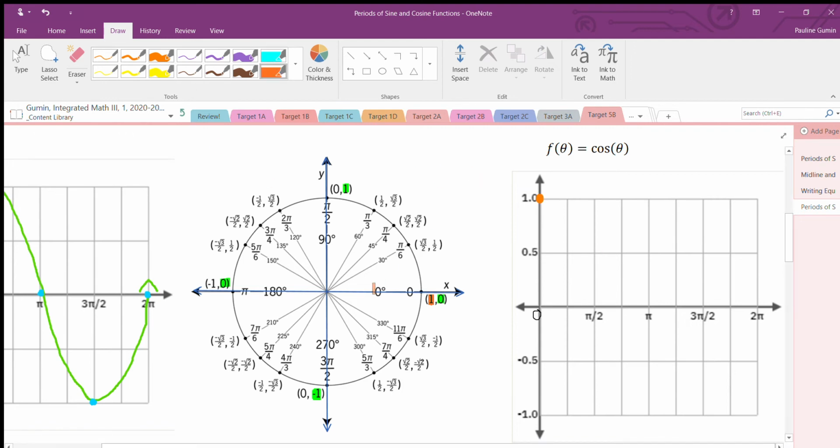Okay, pi over 2, 0 is the x-coordinate. At pi, -1.